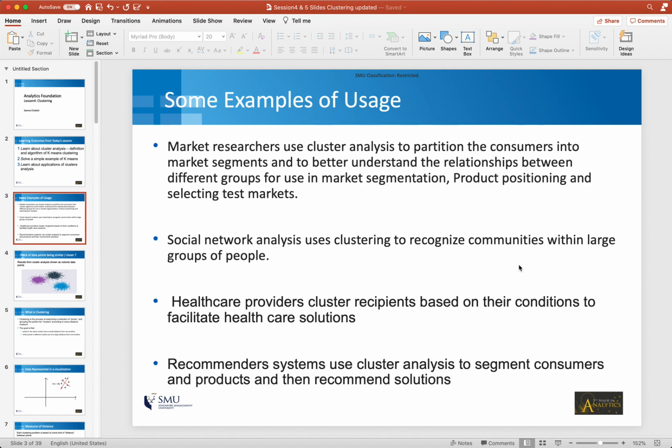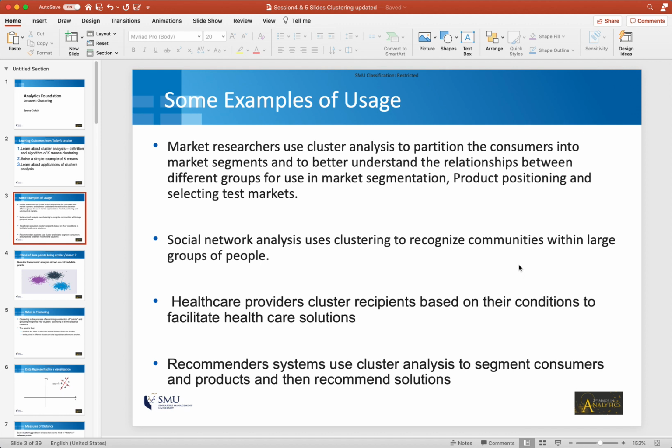So before I get started, to get a sense of what cluster analysis does, let's look at some examples. People from a business background might have heard about using clustering in market research. Basically, market researchers use clustering to understand customers, to partition and segment them into groups, so that they could position and sell the products differently to each group of customers.